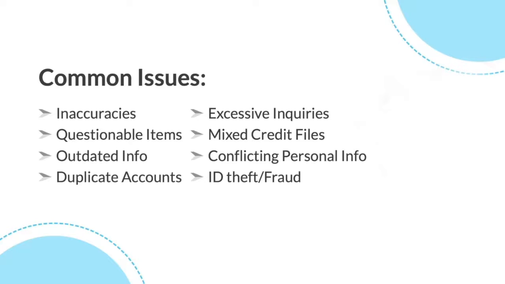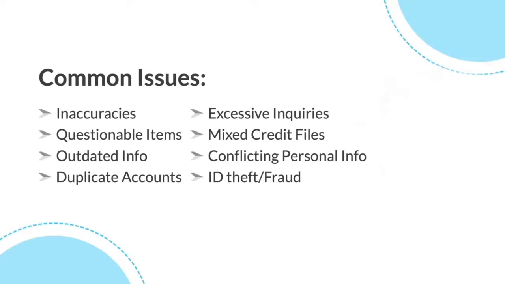Inaccurate could mean errors, mistakes and duplicate accounts, excessive inquiries, conflicting personal information like a misspelled name, the wrong date of birth, mixed credit files, where your father has the same name or it's mixed up with yours, or maybe even a stranger with the same name is mixed up on your credit file. Or of course, there may be identity theft or fraud, or when someone opened an account using your identity. This is all questionable.